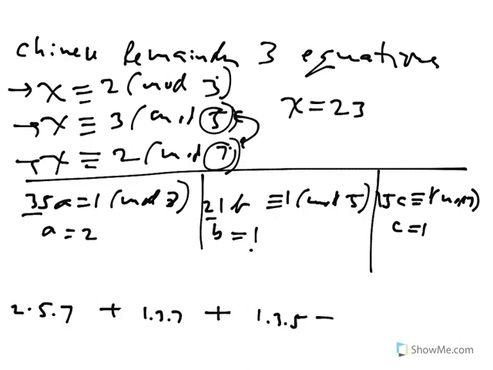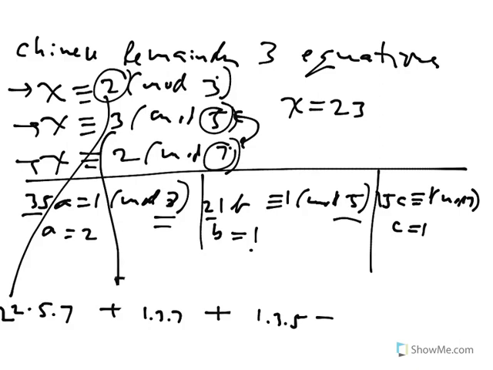Now, 2 times 5 times 7 gives me remainder 1 when I divide by 3. I want remainder 2 when I divide by 3, so I put a 2 in front of this whole thing. 1 times 3 times 7 gets me remainder 1 when I divide by 5. I want remainder 3 when I divide by 5, so I put this 3 in front of it. And 1 times 3 times 5 gets me remainder 1 when I divide by 7, but I want remainder 2 when I divide by 7.